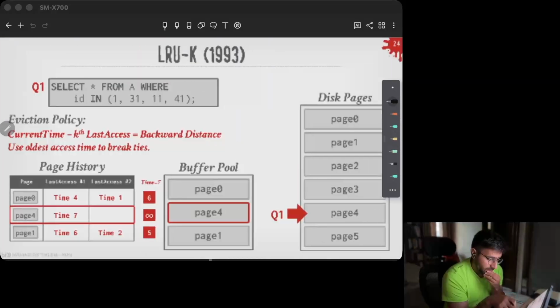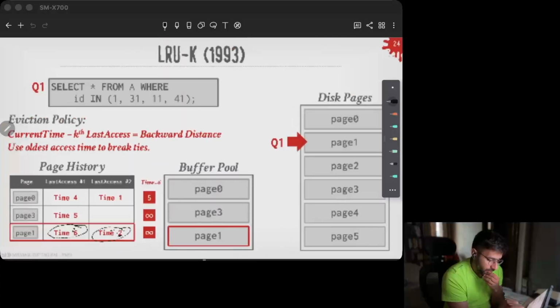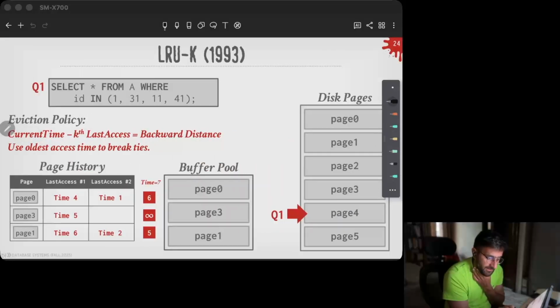So this is it, and there's more of it. Let's walk through. So we have page 1 again. Let's say the query wants to read page 4. There is no space in the buffer pool. What it will do is it will start looking at the current time. Time is 7. Difference is 6. The difference is 5. Difference is infinity.